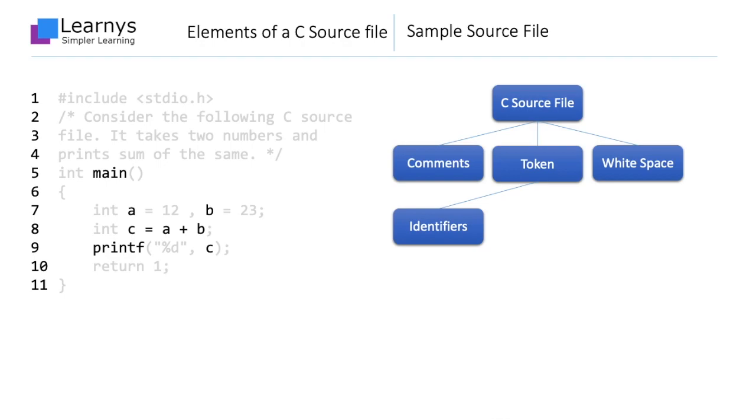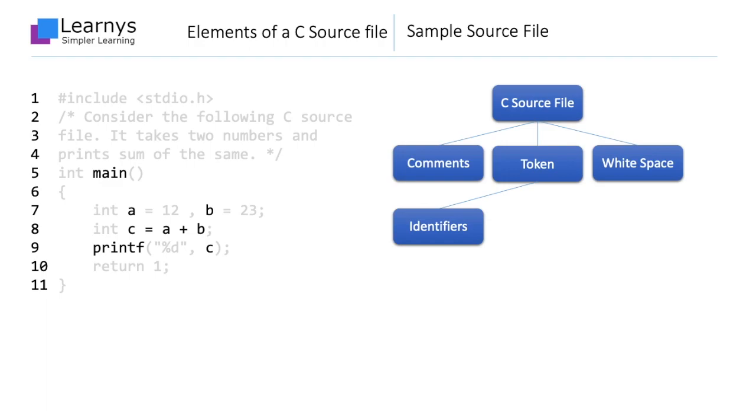An identifier is nothing but a name assigned to an element in a program. These are user-defined names consisting of some rules, which we are going to discuss in the coming videos. In the given source file, function main, a, b, c, and function printf all are identifiers.